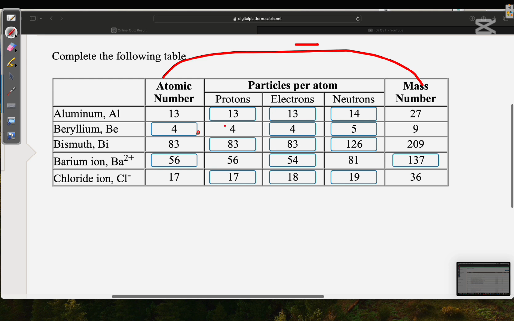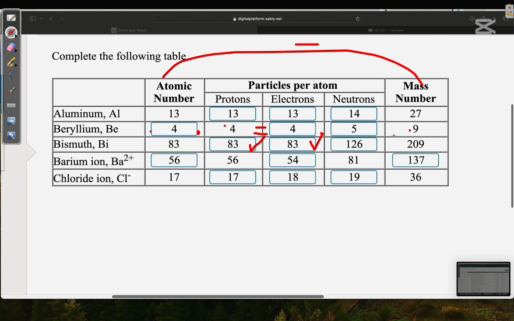Beryllium. Okay, here they said protons of beryllium are 4, which means the atomic number is going to be 4 as well. Since again, just like aluminum, they said that it's neutral, so the protons and electrons are going to be the same. And then again, to find the neutrons, we do the mass number minus the atomic number, so we get neutrons as 5. Bismuth. They give us the atomic number, which is the protons. Since again, they didn't mention the charge of bismuth, it's also going to be neutral, meaning the protons are equal to electrons. And then again, to find the amount of neutrons, we do 209 minus 83 to get 126.